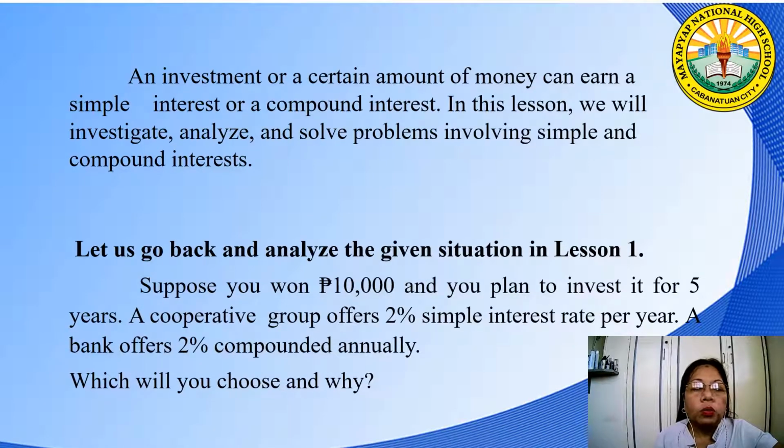Suppose you won 10,000 pesos and you plan to invest it for 5 years. A cooperative group offers 2% simple interest rate per year. A bank offers 2% compounded annually. Which will you choose and why?